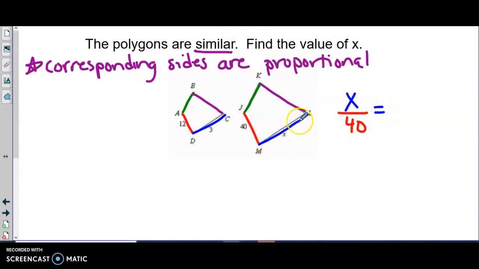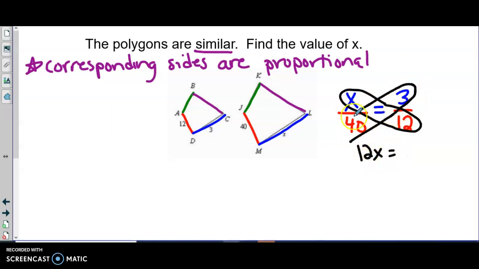All that matters is that your second fraction has to match it. So since I did x on the top, I need to make sure that I do 3 on the top of the other one. And since I did 40, the red on the bottom, I need to make sure that I do 12 on the bottom over here. And then once you have it set up, you can cross multiply. 12 times x is 12x. 40 times 3 is 120. And then we're solving for x, we would divide each side by 12, and x would equal 10.